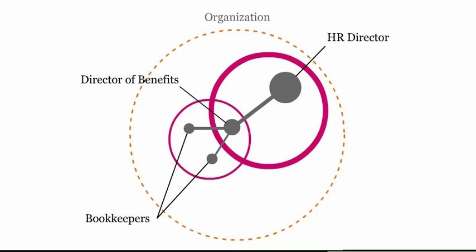The thicker the line, the stronger the relationship. Arrowheads show communication flow between two employees. Larger arrowheads indicate more communication. So in this example, the director of benefits tends to share more information with the HR director than the HR director shares with the director of benefits. So those are the basic elements of the CIM.